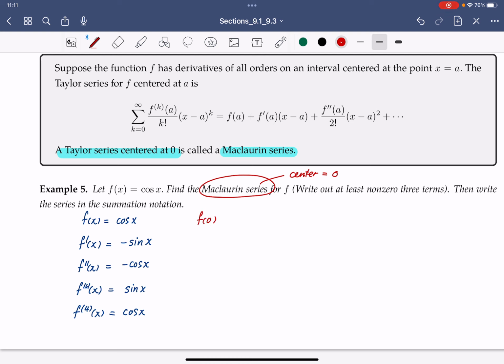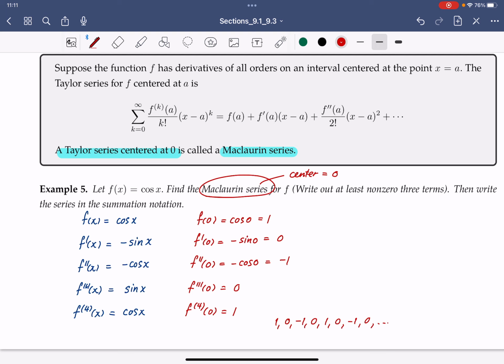So you plug in f of 0, this is cos 0, which is 1. And then f prime of 0, this is minus sine 0, which is actually 0. Right? And then f double prime of 0, this is minus 1. You can see clearly that the derivative at the odd order is going to be 0. And the next one is going to be 1. So it's going to be 1, 0, minus 1, 0, 1, 0, minus 1, 0, and keep going.